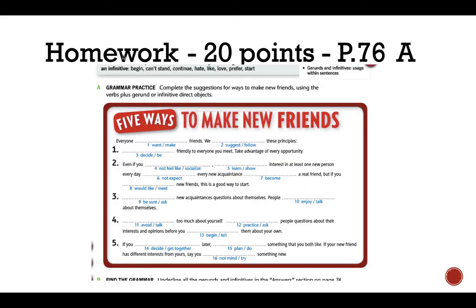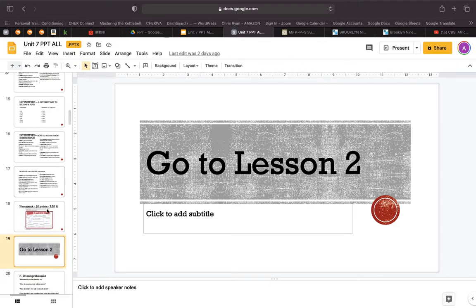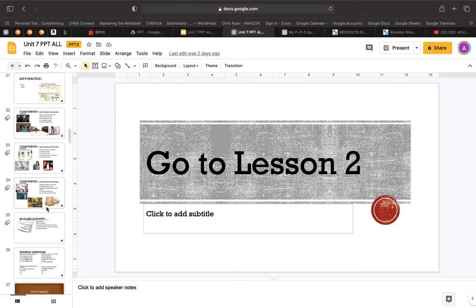Okay, that brings us to the homework. This is for 20 points. I'm going to check to see if it's finished or not finished next time in class. This is on page 76, part A. Okay, complete these suggestions for ways to make new friends using the verbs plus gerund or infinitive direct objects. Use the grammar box above on page 76. Okay, so now is the time to go to lesson 2. That's the end of this lesson.